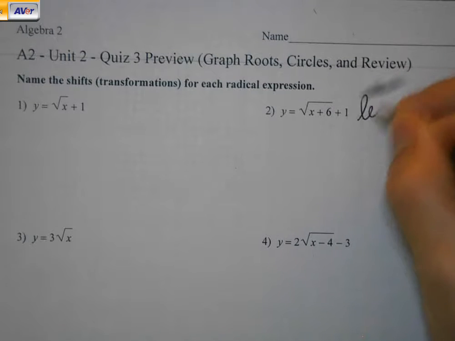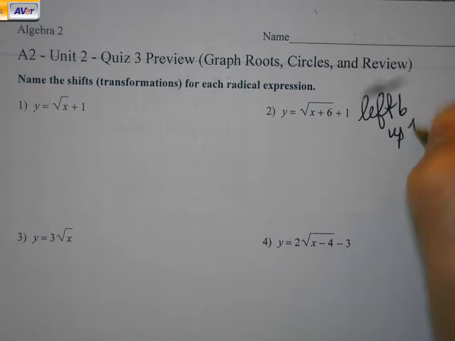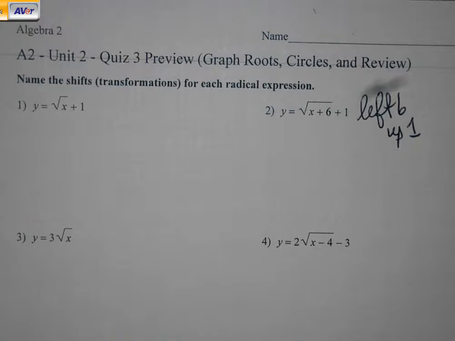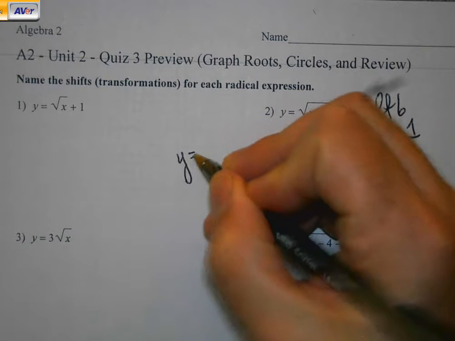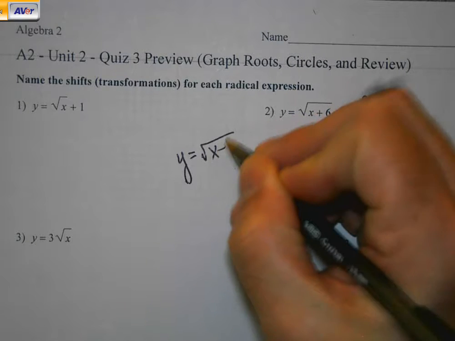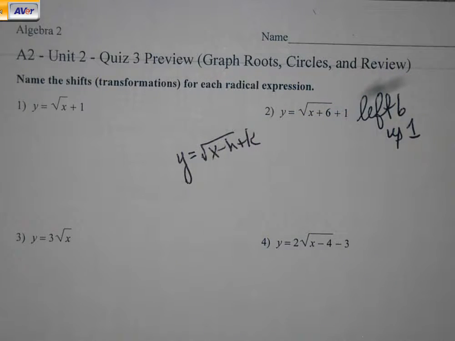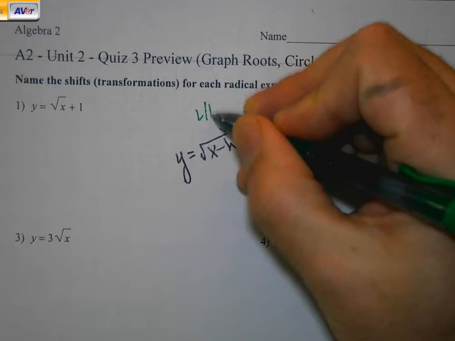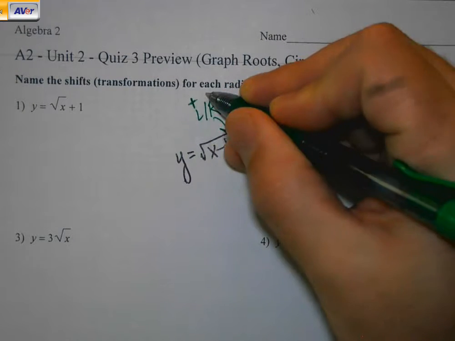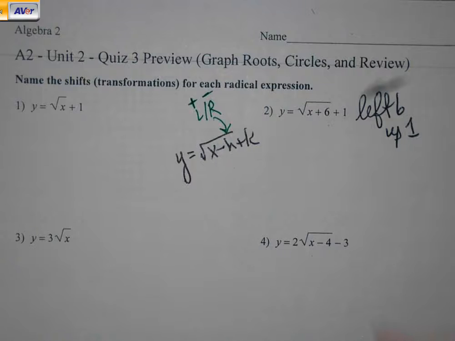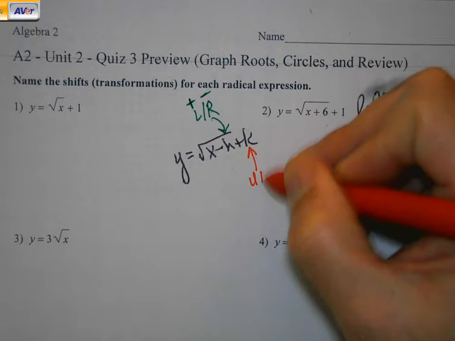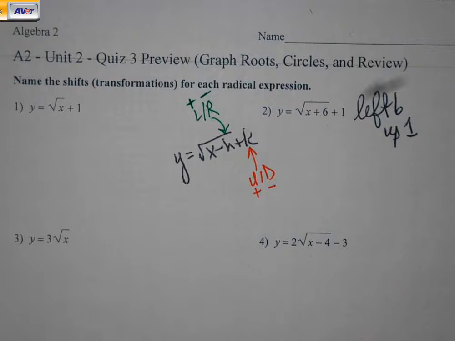Left 6. And up 1. Now, just in general, when we're looking at these, because we've seen that before, inside is my left and right, but it's the opposite of what I would think. And then on the outside is my up and down. And that, for the most part, is going to be true in most of the things that we graph. Because that may come up again here in a little bit with H and K. You never know.